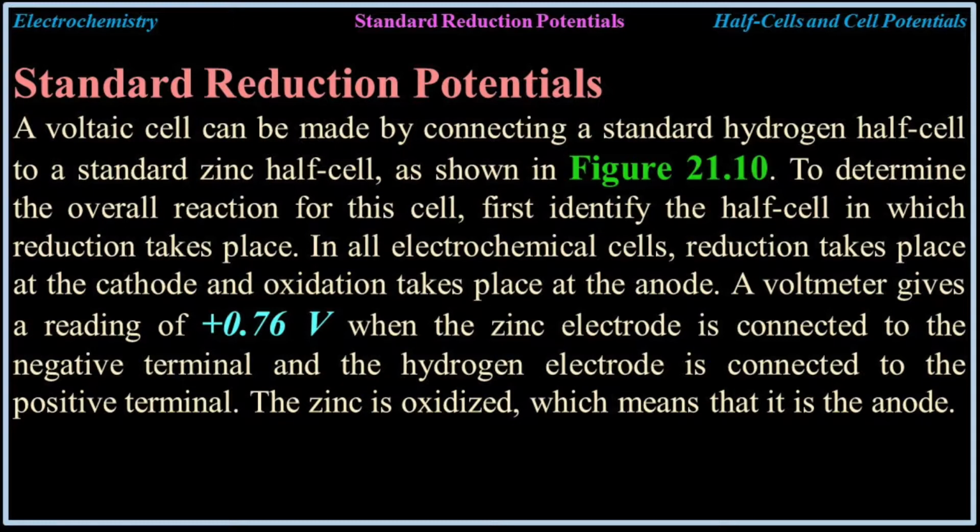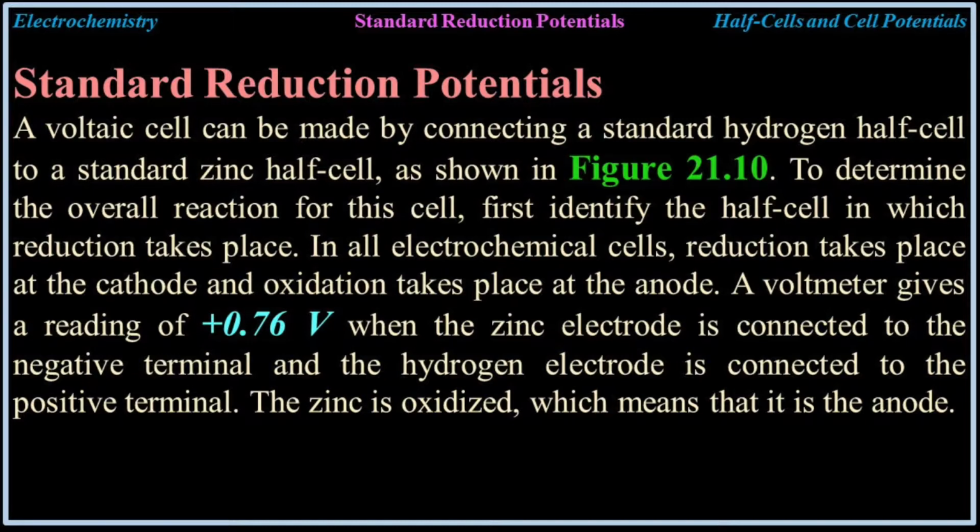Standard reduction potentials. A voltaic cell can be made by connecting a standard hydrogen half cell to a standard zinc half cell as shown in figure 21.10. To determine the overall reaction for this cell, first identify the half cell in which reduction takes place. In all electrochemical cells, reduction takes place at the cathode and oxidation takes place at the anode.